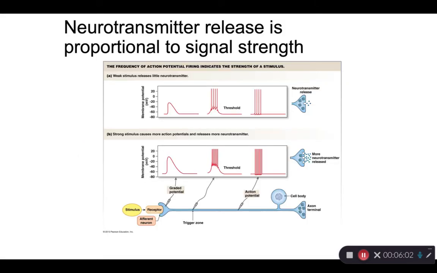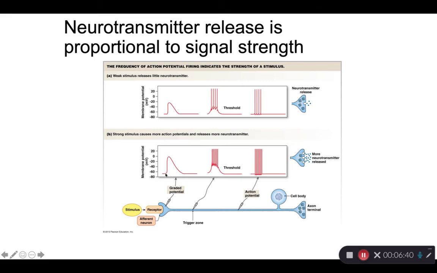One thing I just wanted to mention about this is that I mentioned in the last lecture that the way a neuron can modulate signal strength is by altering the frequency of action potentials, and that is actually going to be translated by having a greater neurotransmitter release in response to more frequent action potentials. So you can see that happening here. In response to a weak stimulus, you're going to have action potentials happening, but they're not that close together, and that's going to result in a moderate amount of neurotransmitter release.